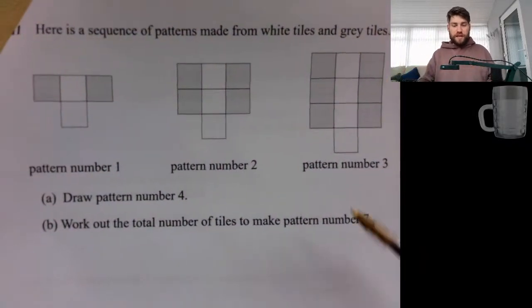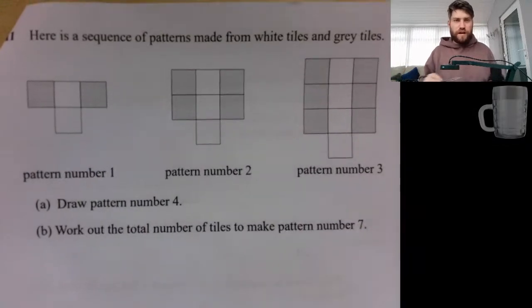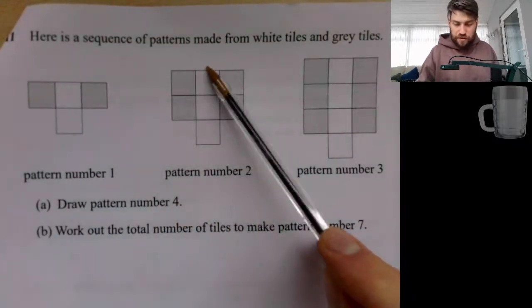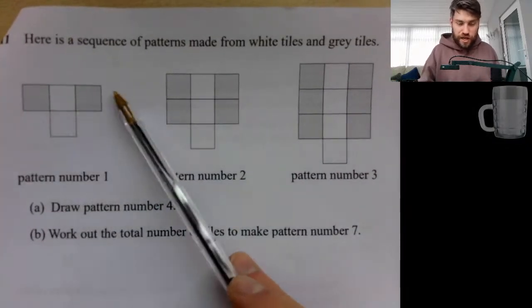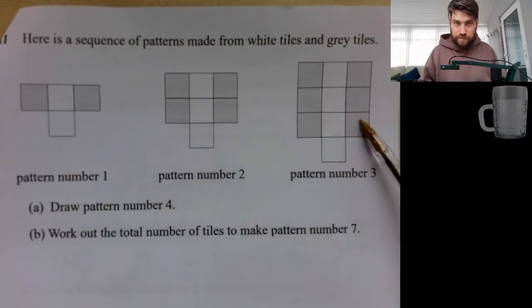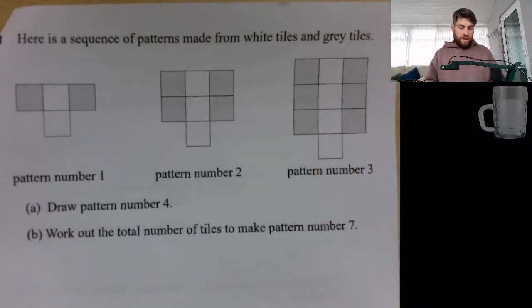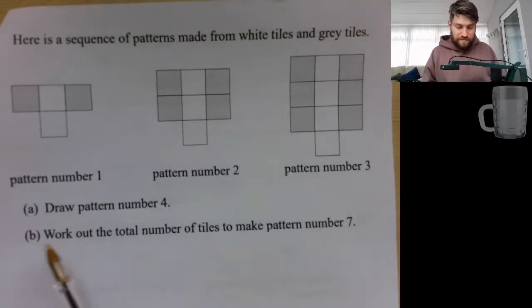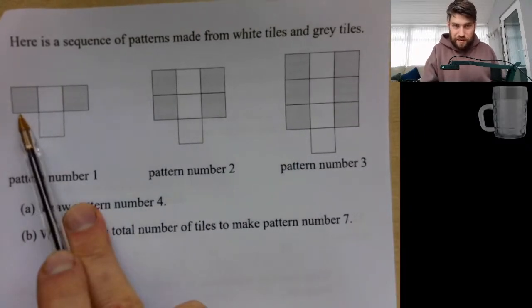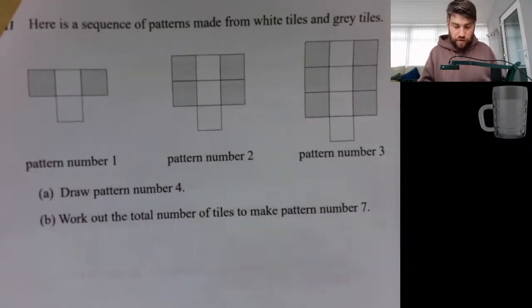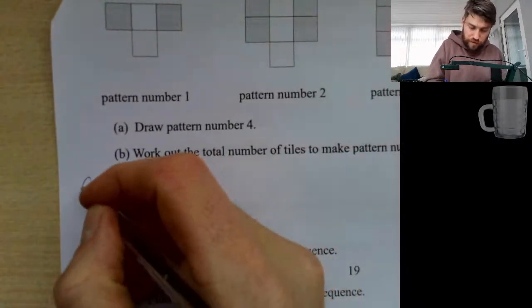Right, patterns. Sometimes they like to throw in pictures for you as well. Here's a sequence of patterns made from white tiles and grey tiles. Hopefully you can see that here. You can see slightly shaded ones there, the grey ones. 3 patterns. Sometimes it says draw pattern number 4. Pretty standard question. Clearly you see here, it's 1 grey square, then 2, then 4. So it's going to look something like this.